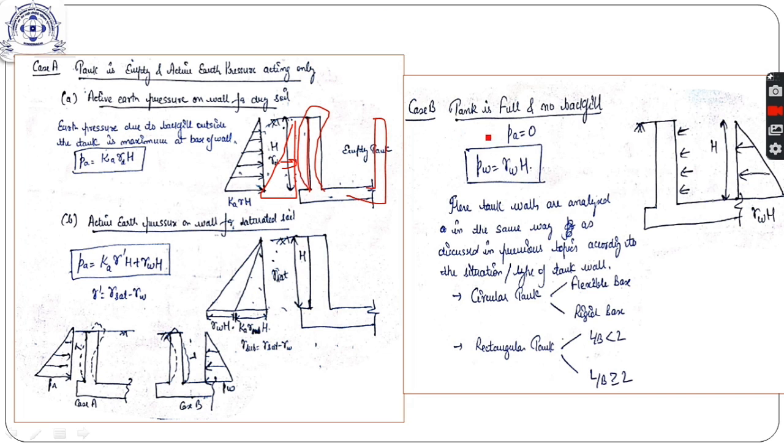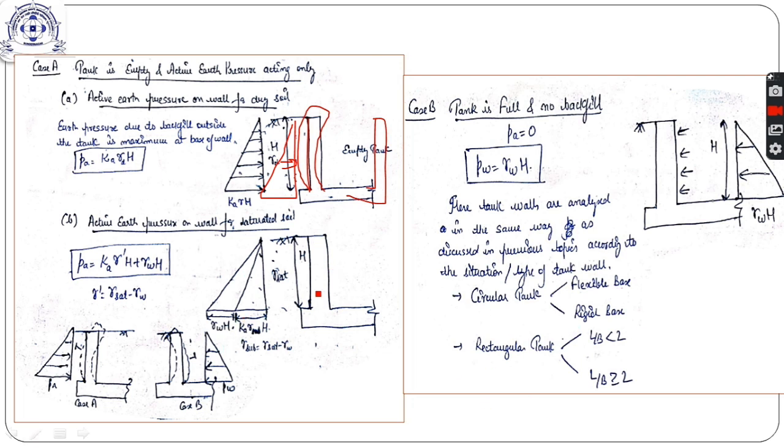Now the second case, when the tank is full and no backfill. This is the same case which we did in the previous case, that is PW is equal to gamma W H. The water pressure is maximum at the base and there is no earth pressure from outside. So we analyze it in the same way as we did in the previous case, depending on whether it is a rectangular tank with L by B less than 2 or greater than 2, or a circular tank with a rigid base or flexible base.